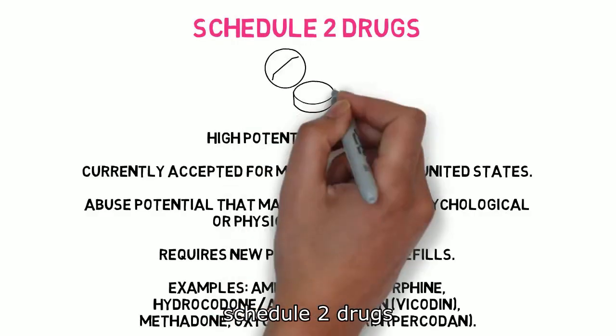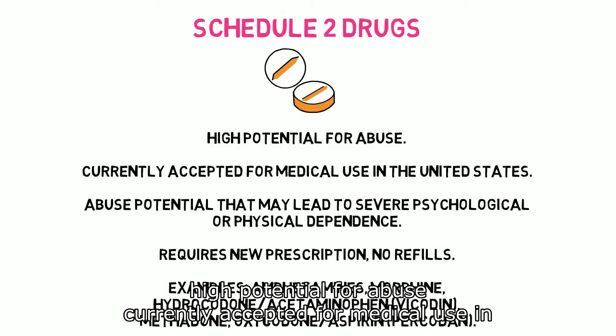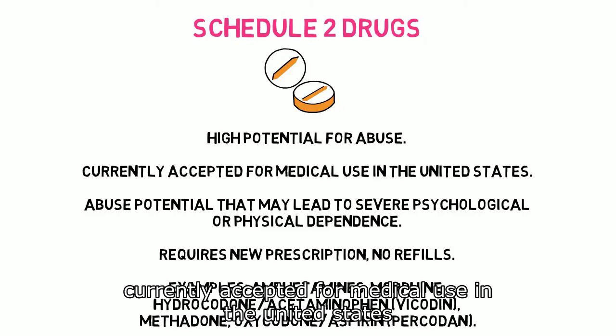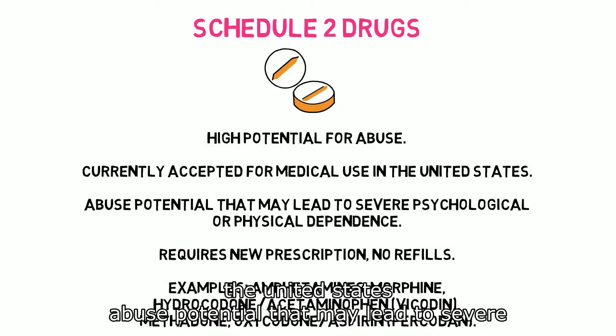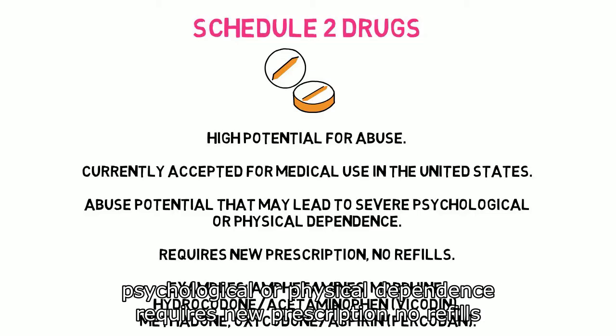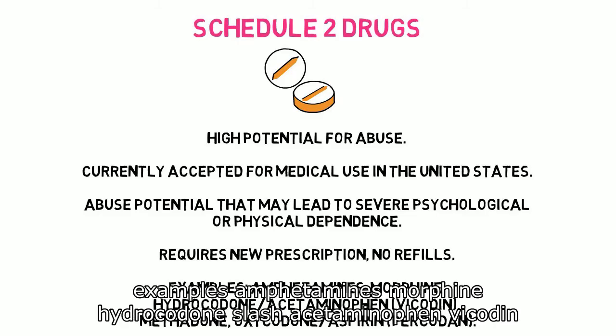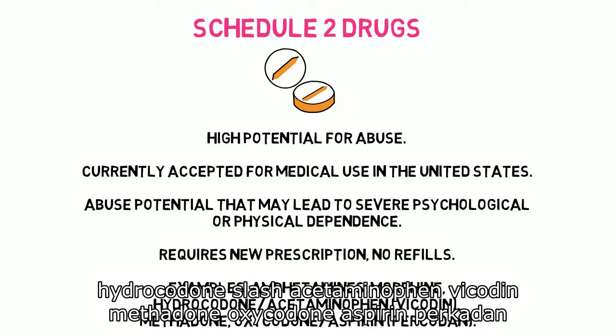Schedule 2 drugs. High potential for abuse. Currently accepted for medical use in the United States. Abuse potential that may lead to severe psychological or physical dependence. Requires new prescription, no refills. Examples: amphetamines, morphine, hydrocodone/acetaminophen, Vicodin. Methadone, oxycodone/aspirin, Percodan.